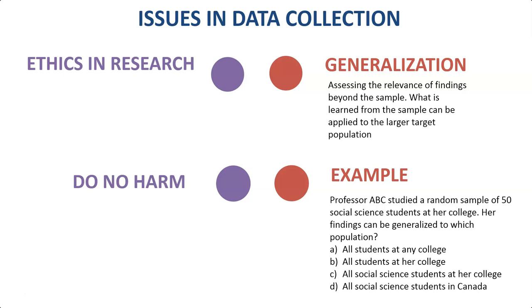Let's take a look at an example. Let's say myself, Professor Anzavino, studied a random sample of 50 sociology students at college. Can my findings be generalized to which population? A, all students at any college. B, all students at our college, Niagara College. C, all social science students at Niagara College. Or D, all social science students in Canada.